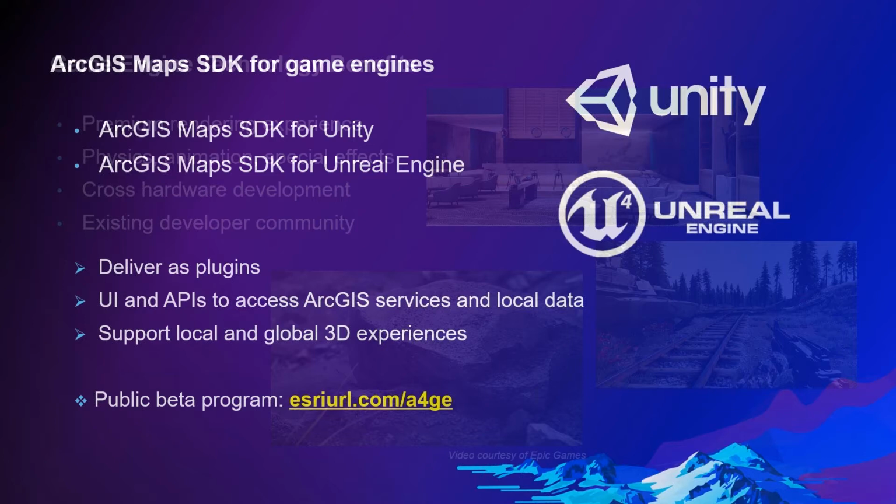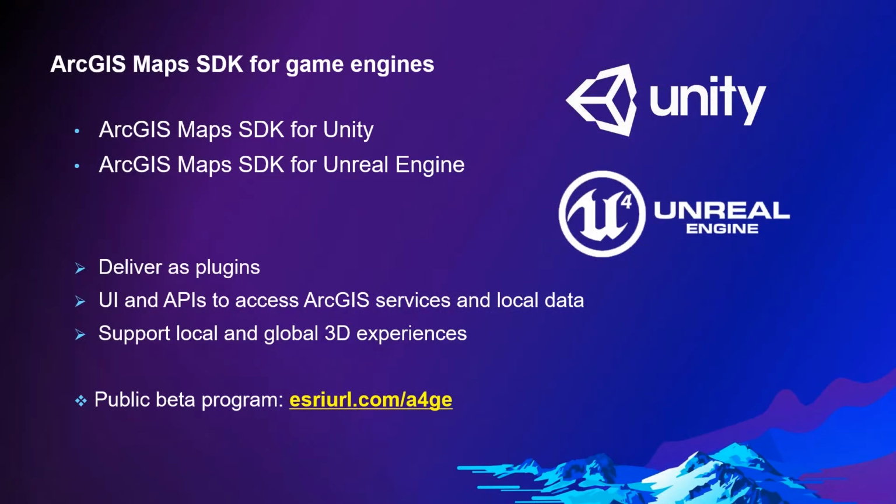With that in mind, we're delivering the ArcGIS Maps SDK as a developer product that integrates with the two market-leading game engines, Unity and Epic's Unreal Engine. Both will be distributed as plugins and provide UI and APIs to access ArcGIS services and local data. This work is currently founded on support for local and global 3D experiences through a scene, which provides the context to display and interact with geospatial data and honor real-world geographic coordinate space. The public can access the pre-release today by accessing the URL in this slide.